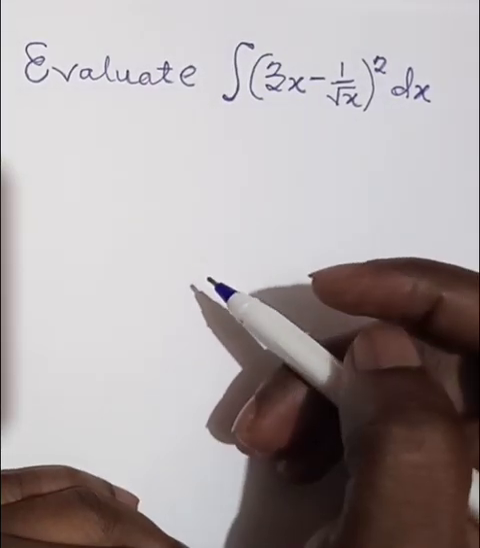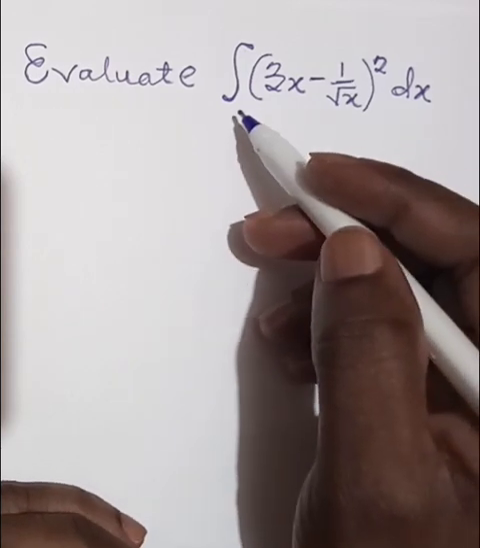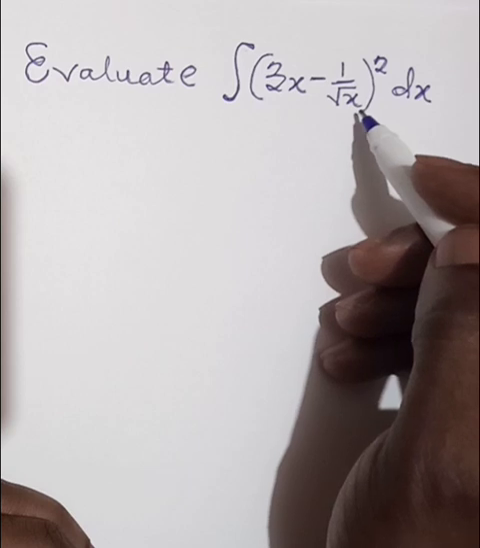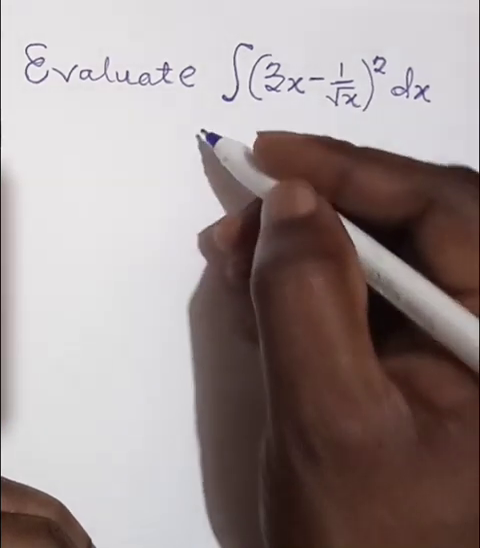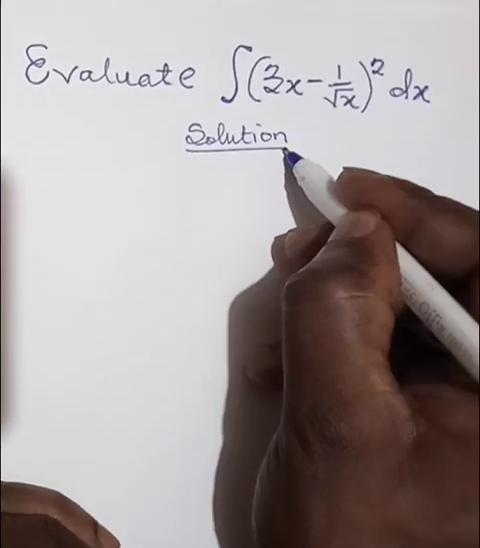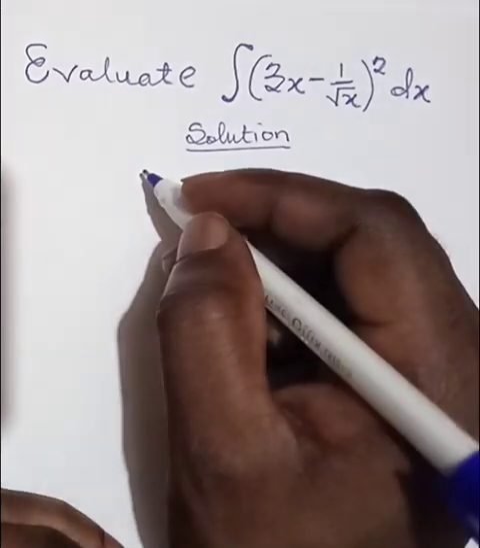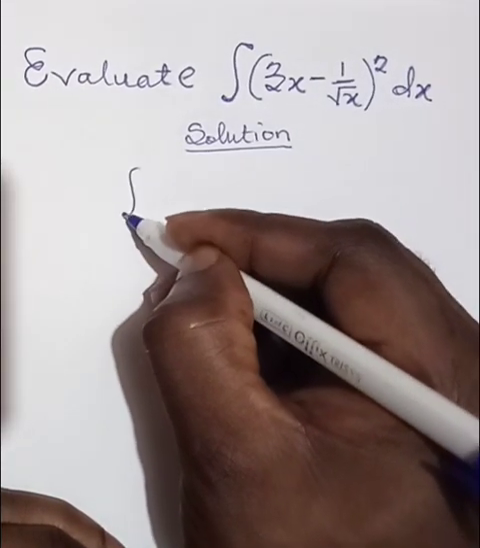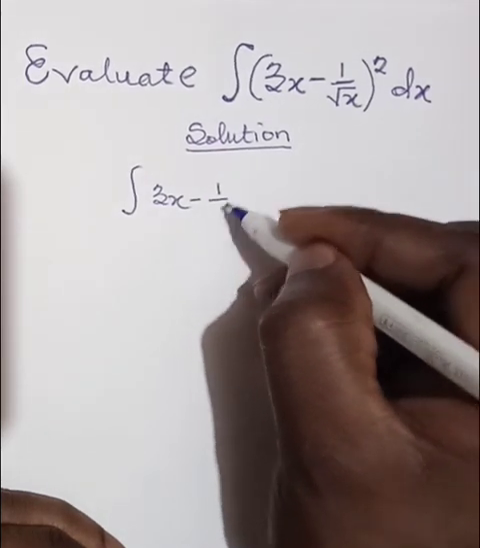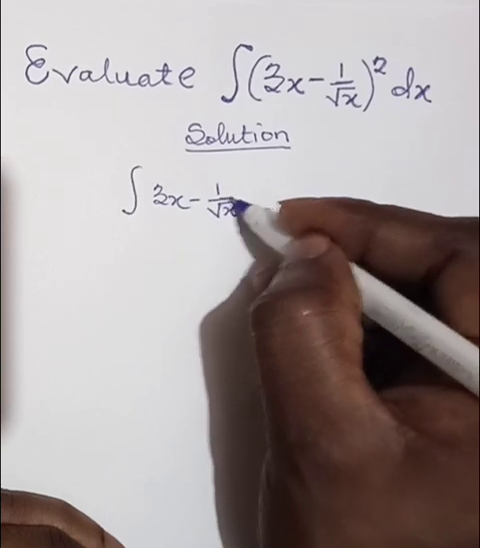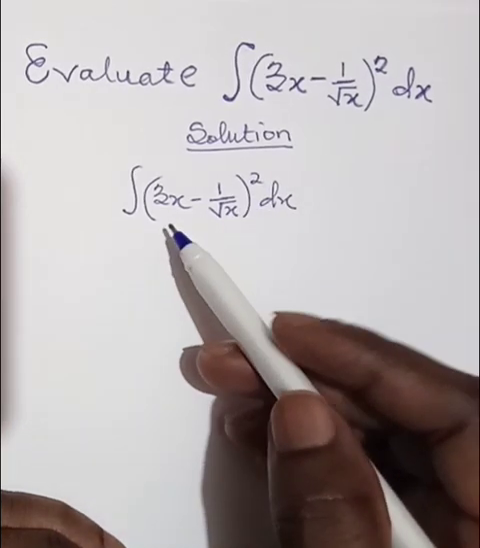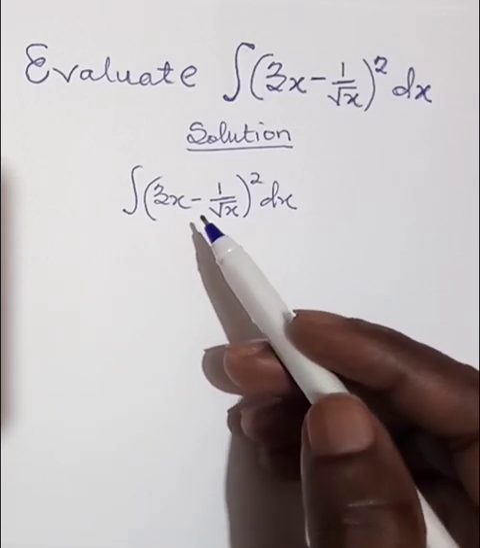Okay, so this one we are going to evaluate the indefinite integral of (3x minus 1) on square root of x, all squared. So let me begin by writing my solution. Let me write the whole expression again. So I have my integral of (3x minus 1 on square root of x) all squared dx.